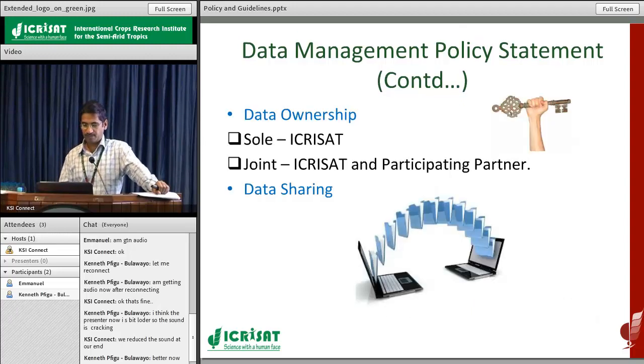And who is the data owner? If it is solely the property of ICRISAT, then obviously ICRISAT is the data owner. What if it is a joint project between partners? Then both. Of course, that depends on the MOU even.